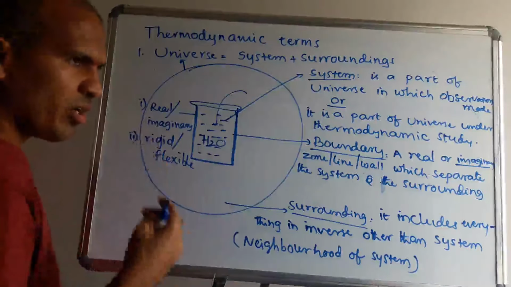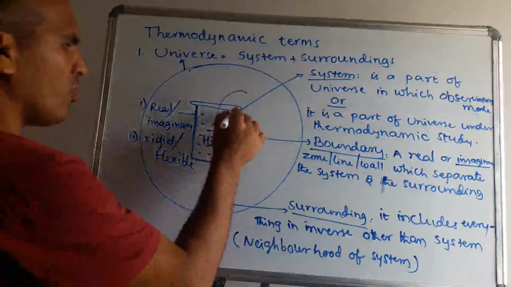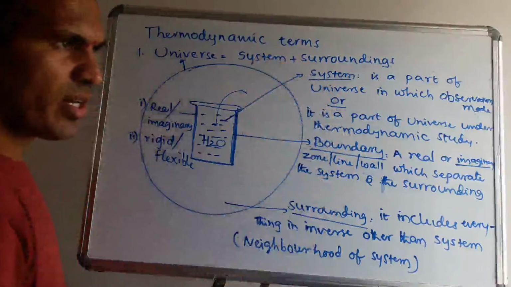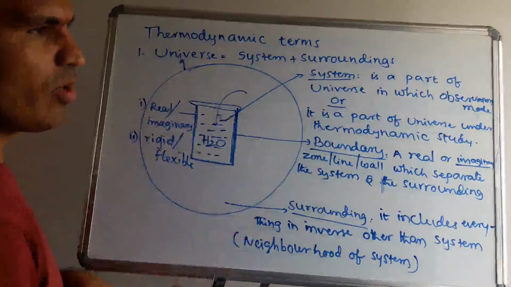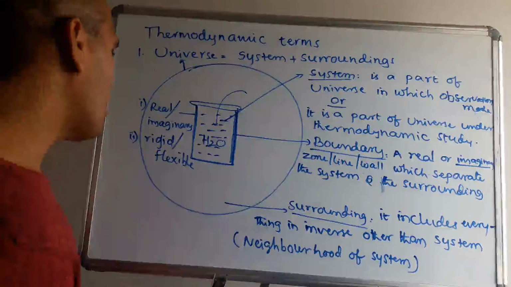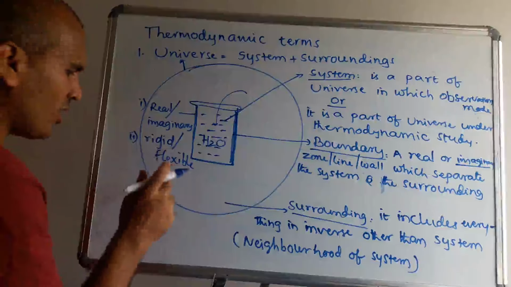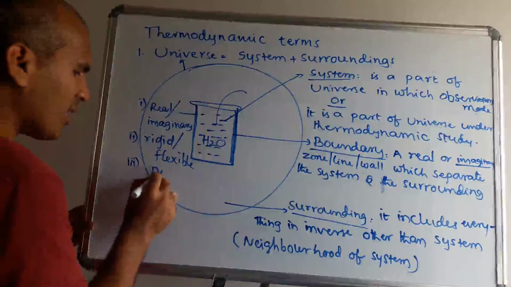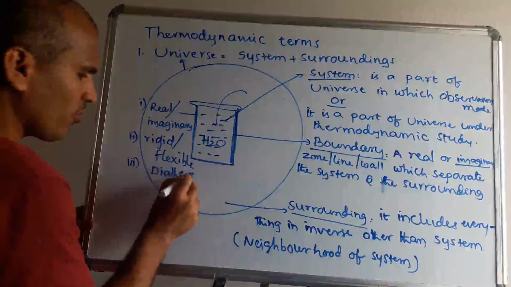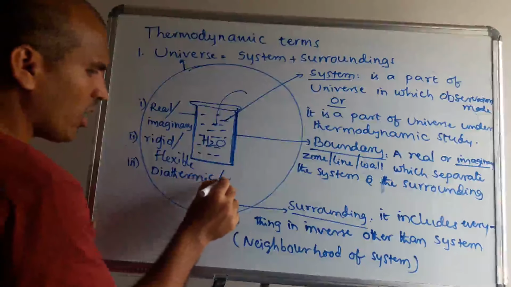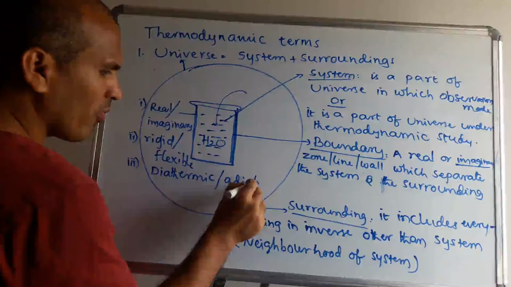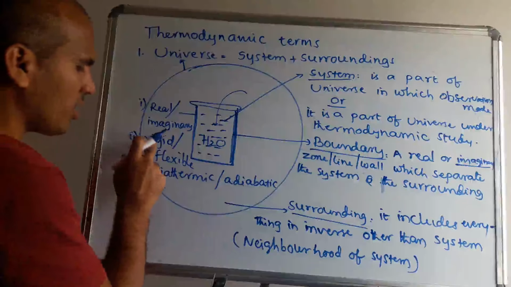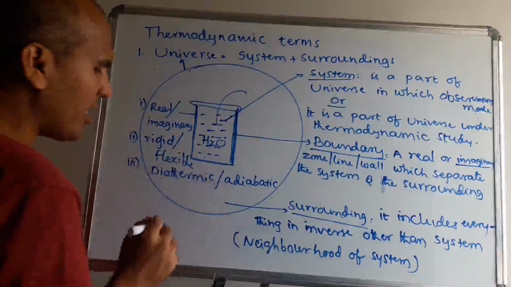Is this real or imaginary? This wall is appearing, so it is real. Something else we consider in a diagram, like the India map, what is that? An imaginary line. So these boundaries can be rigid or flexible. The third type is diathermic or adiabatic. A boundary may be real or imaginary, rigid or flexible, and the third one is diathermic or adiabatic.